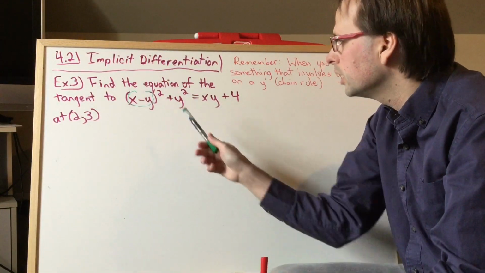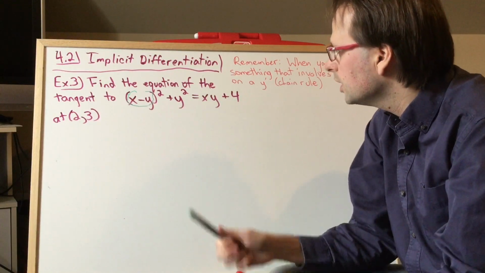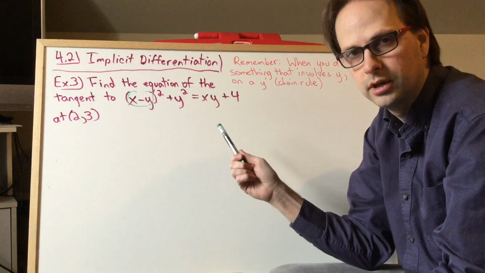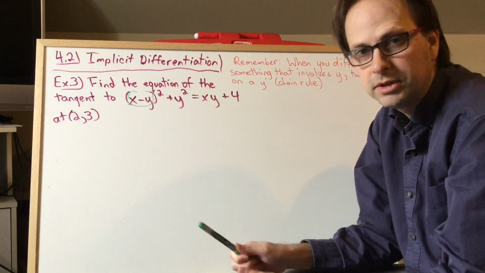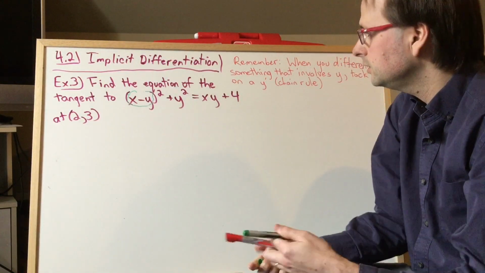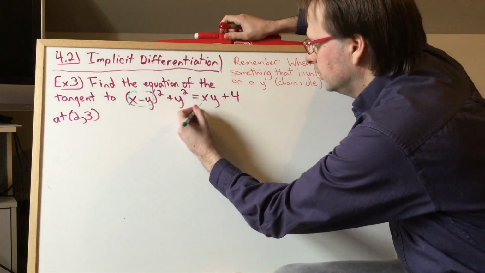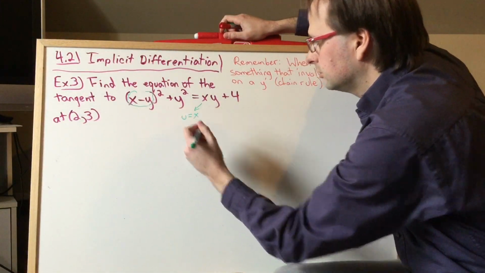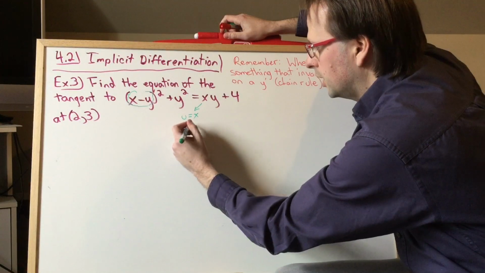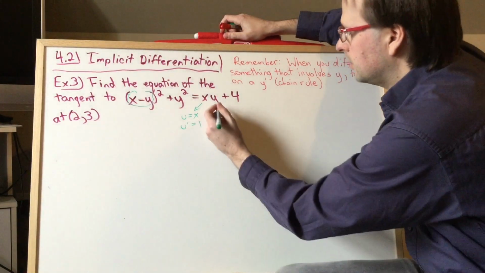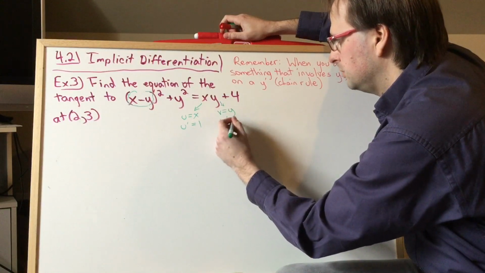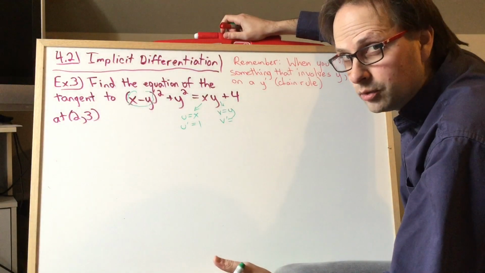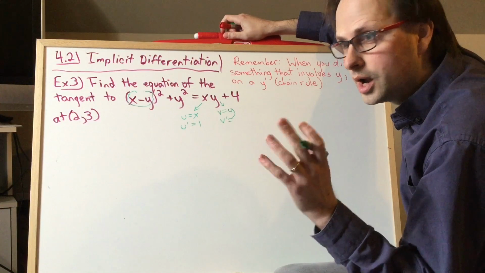We've got plus y squared, and then we've got an xy here. So that's going to be a product rule, and we have a plus 4 on the end. So let me set up that product rule while I'm at it. I'm going to have my u is x, my u prime is 1, my v is y, and my v prime is the derivative of y, which is y prime.